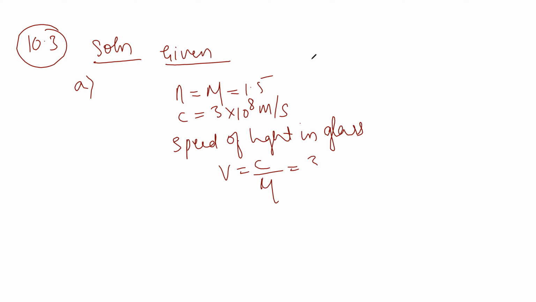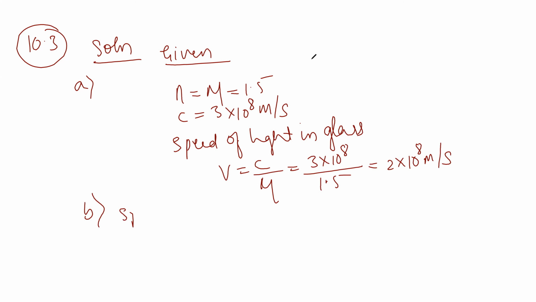So here velocity of light is 3 into 10 to the power of 8. Refractive index is 1.5, already they have given. If you simplify this one, it becomes 2 into 10 to the power of 8 meters per second. So speed of light in glass is 2 into 10 to the power of 8 meters per second. That is the second one, this one they ask in the question.